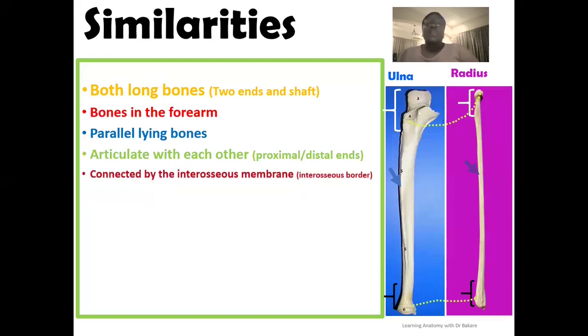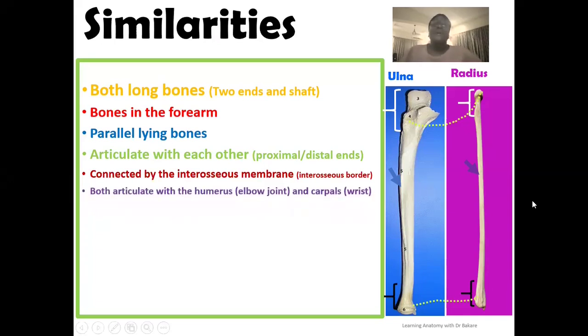They are also seen to be connected along the shaft region, and this is specifically along their interosseous borders. Don't forget that in our previous lecture on the radius and also on the ulna, we highlighted the interosseous borders. We say that it is through these borders that the interosseous membrane will be connecting these two bones together.